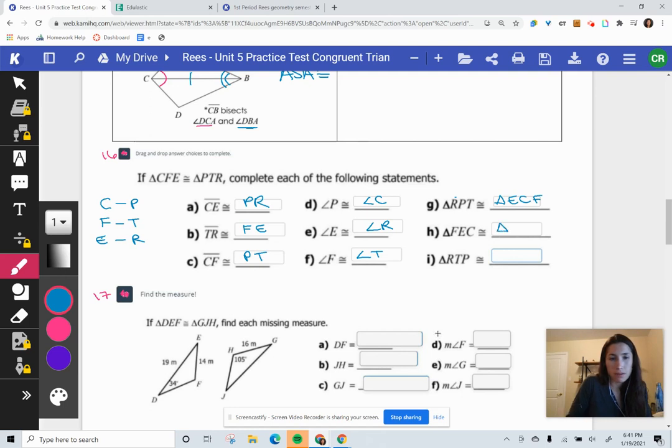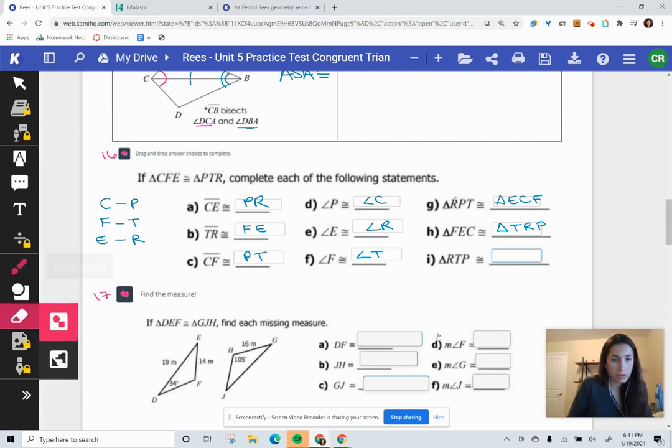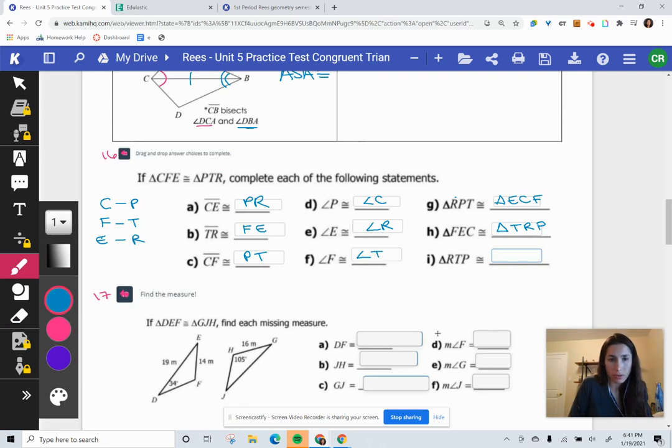And then if I did FEC, that's first or second letter, last letter, first letter. So it'd be TRP. And then our last one is RTP. So that would be, I'll just do the letter here. R matches up with E. So triangle E. T matches up with F. And P and C match up with each other.